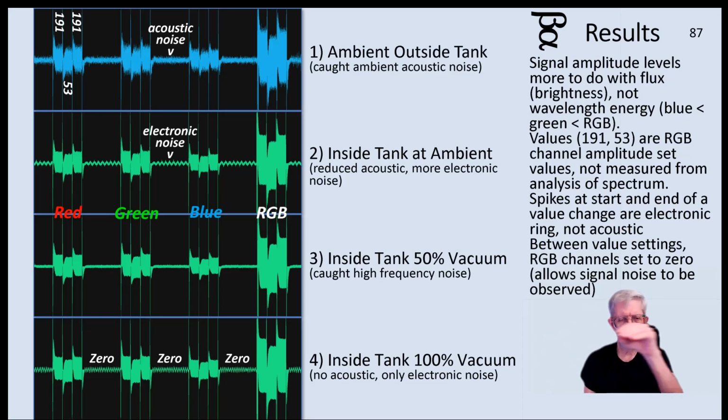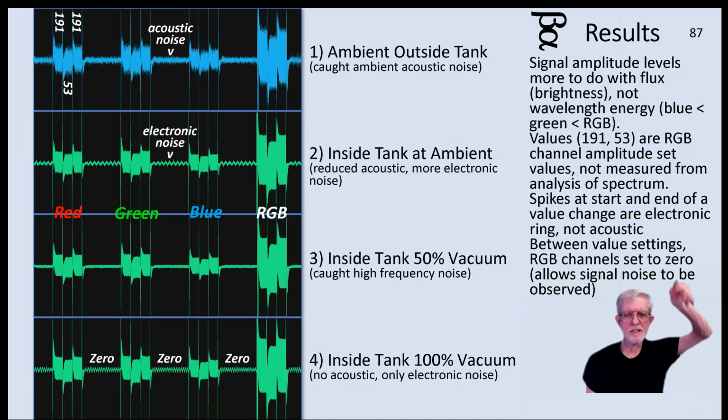Now the flat gaps between each of the 191, 53, 191 sequences is because I turned off the LEDs. I set all three RGB LED channels to 0. So there was no output. Now, why the fourth one is so much taller is because all three channels are running at the same time. So there's a greater photon flux.